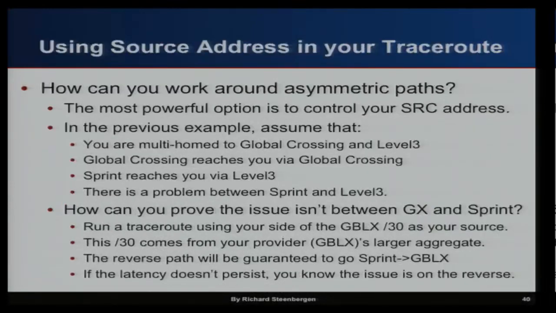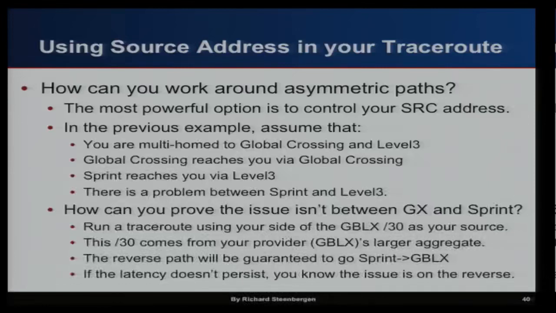So how do you work around asymmetric paths like that? The most powerful thing you can do as an end user working Traceroute, trying to figure things out without magically being able to get the other guy on the phone and do 1,000 Traceroutes for you, is to control your source address. Here's an example. Say you're multihomed, you're an ISP, you're buying transit, and you're connected to two networks, Global Crossing and Level 3. You know that Global Crossing reaches you via Global Crossing. And it so happens that Sprint, because of their different policies, reaches you via Level 3. So that's how you start to say, maybe the reverse path is going over Level 3, and that's the issue.